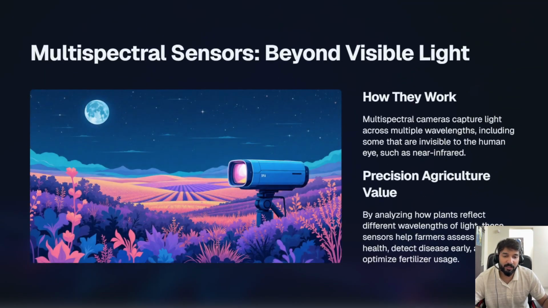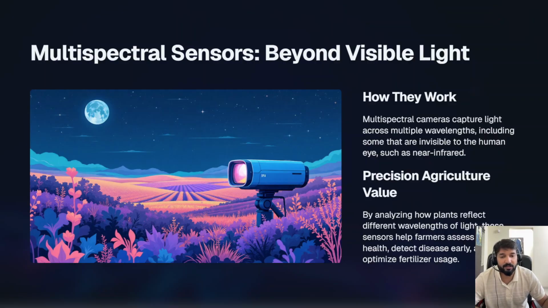Finally, we have multispectral sensors. Multispectral cameras capture light across multiple wavelengths, including some that are invisible to the human eye, such as near infrared. These sensors are especially valuable in precision agriculture. By analyzing how plants reflect different wavelengths of light, multispectral sensors can help farmers assess crop health, detect disease, and optimize fertilizer usage. They are also used in environmental monitoring, forestry management, and vegetation analysis.